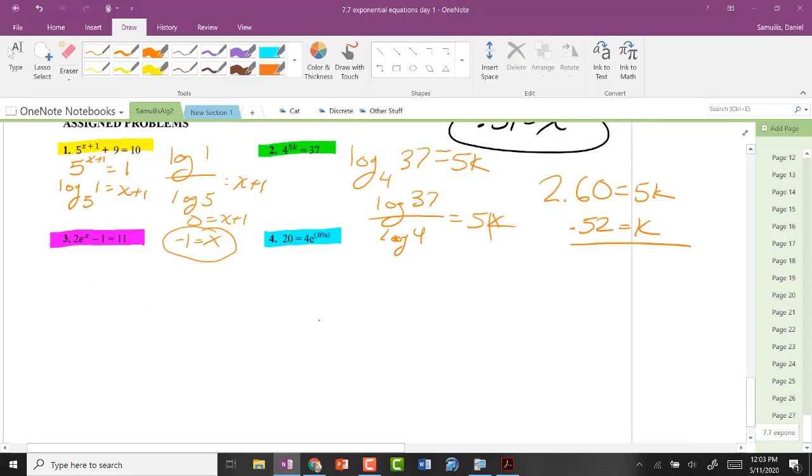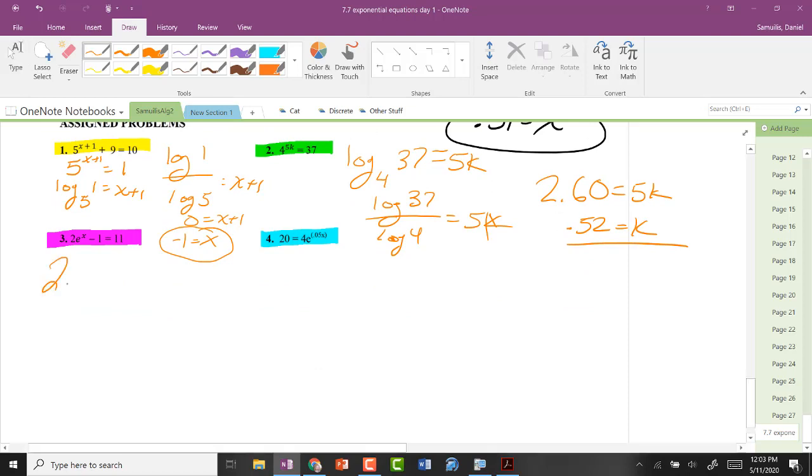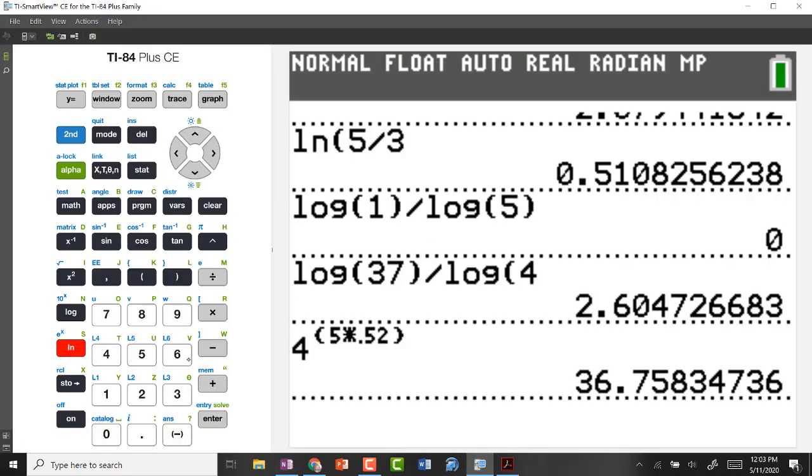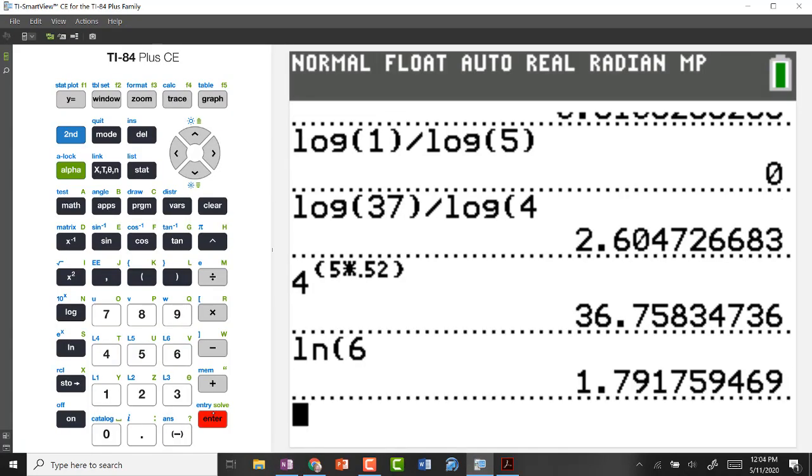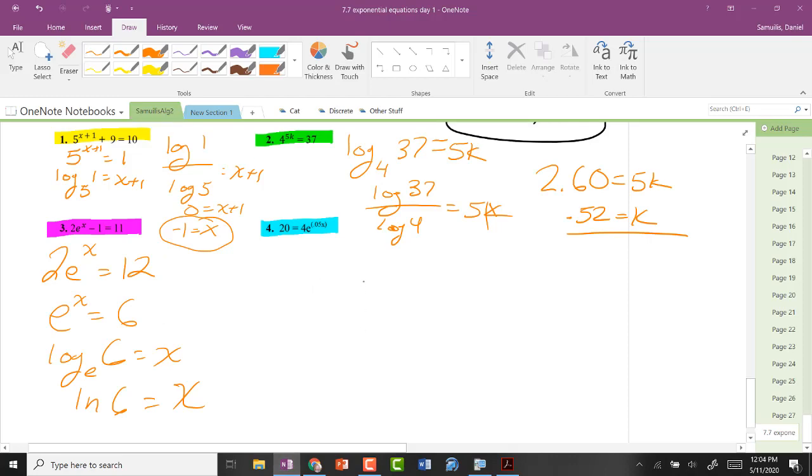Okay, last two. So I'm going to add 1. So I get 2 e to the x equals 12. That's e to the x equals 6. That's log base e of 6 equals x, which is the natural log of 6 equals x. So natural log 6, 1.79.